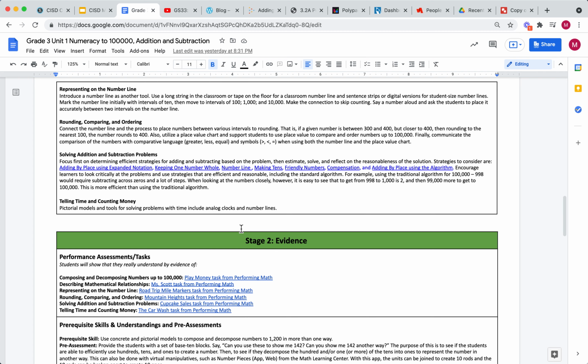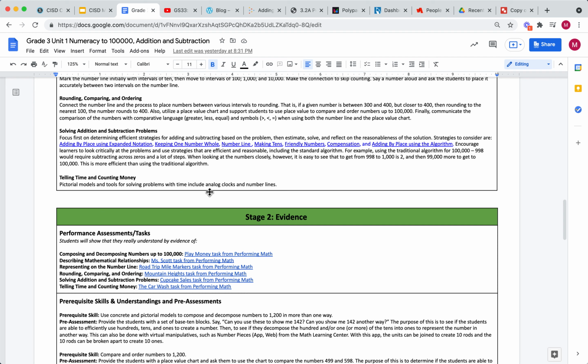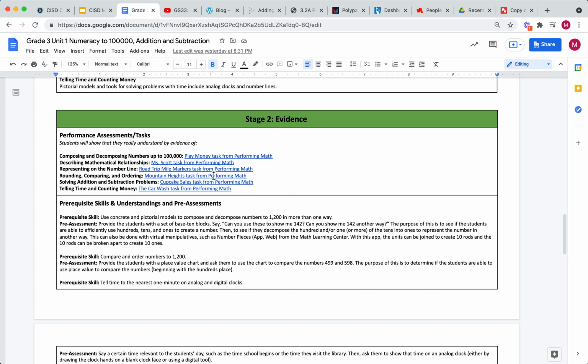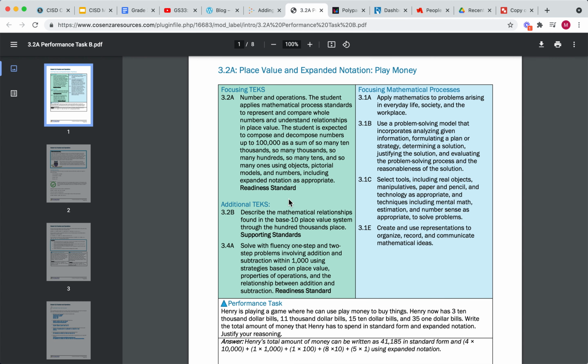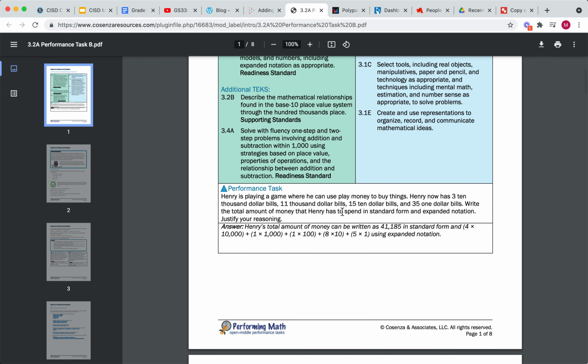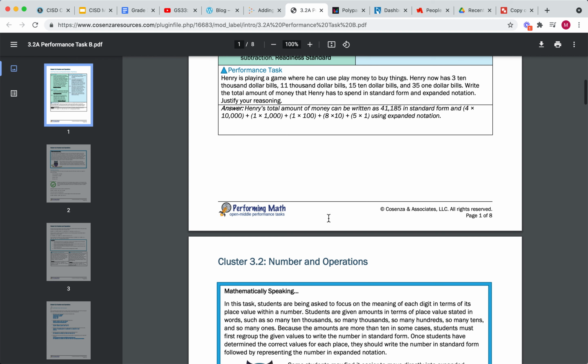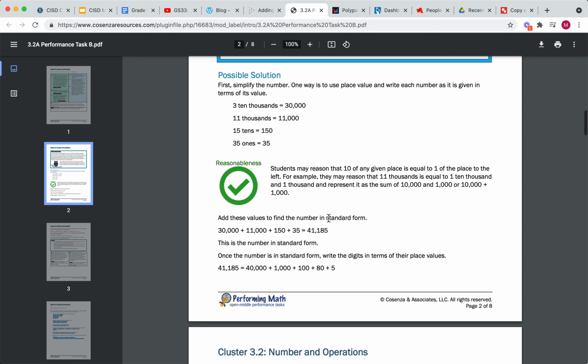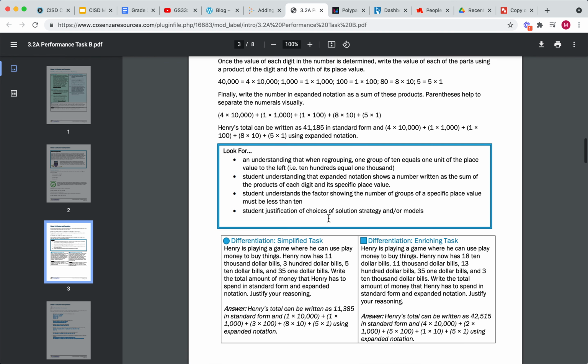When the students are telling time and counting money, we want to be sure that they are using tools for that, like number lines and analog clocks. I linked performing math tasks so that it would draw your attention to this resource that we have. And I really like performing math for the reason of the support of the educators. You can see for this example, here is the performance task, and it automatically gives you as the educator some background, mathematically speaking, and possible solutions and things to look for.